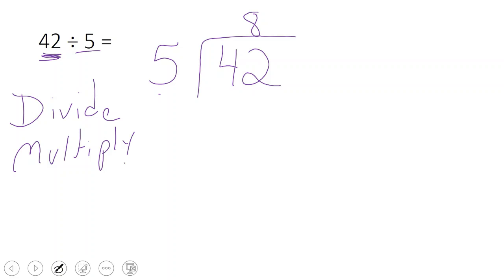I'm going to say, obviously I didn't get to 42, but where did I stop? I did 8 times 5, and I got 40. So I stopped at 40, so 40 gets written down below.